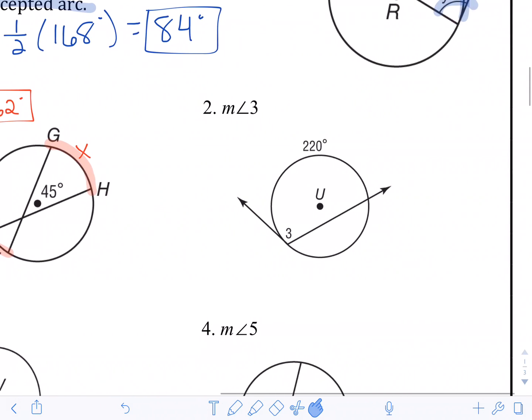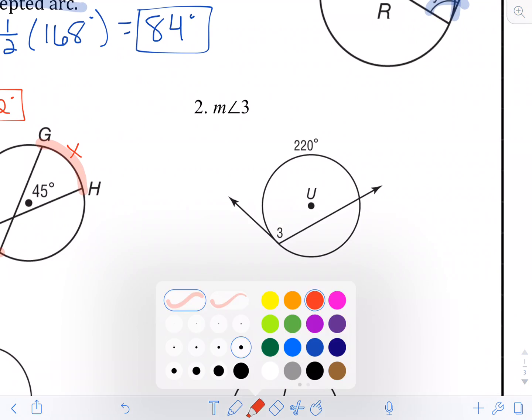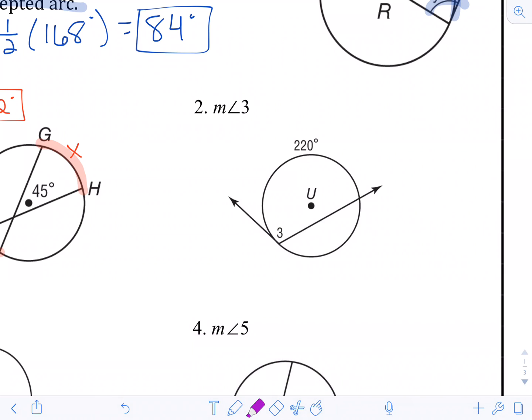Okay, number 2. For number 2, we are trying to find the measure of angle 3. That's this angle right in here. To do that, we're just going to take half of this arc. So to find the measure of angle 3, all we have to do is 1/2 of 220, and that comes out to 110. So the measure of angle 3 is equal to 110 degrees.